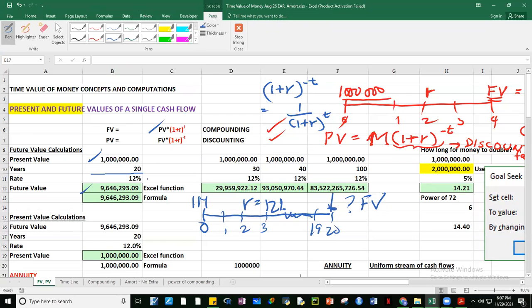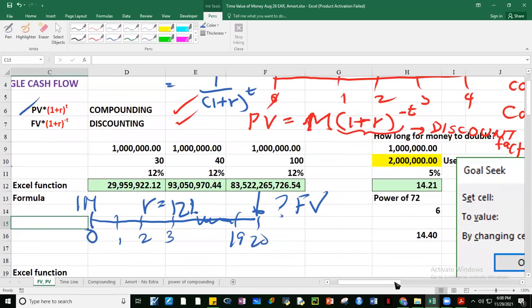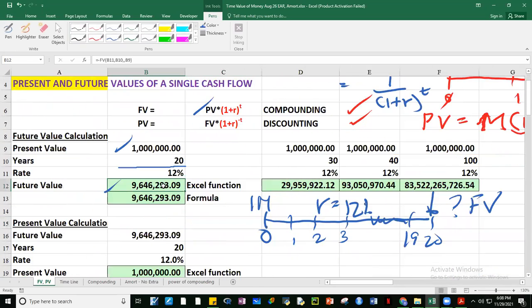So as I said, guys, it's very easy to do this in Excel. So we have the formula here, FV. Let me just increase the size. The first parameter here is rate. The rate is 12%. The second is nper. Nper is 20, the number of periods.